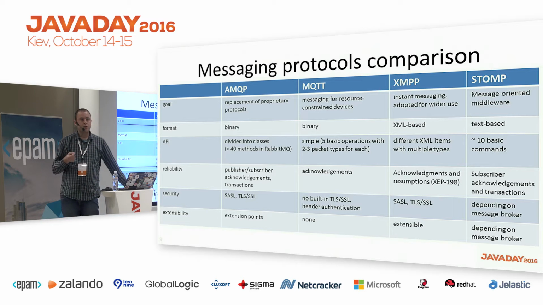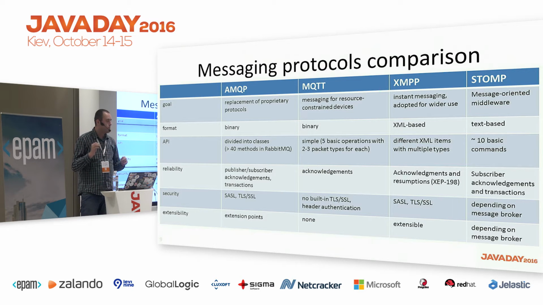And the STOMP protocol is also fairly simple. It has about 10 basic commands. So this, in a way, gives you some basic idea of how big the API is that is provided by one or the other protocol.